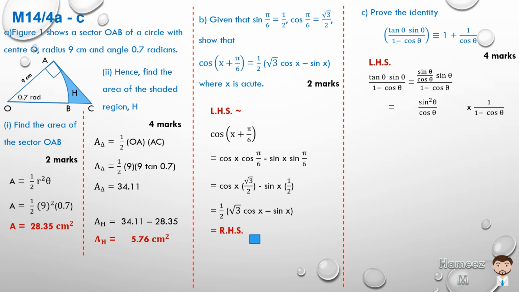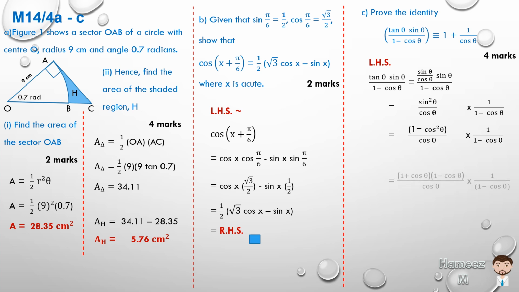And we know sin squared theta plus cos squared theta is equal to 1. So sin squared theta is equal to 1 minus cos squared theta. So we can substitute for that. So it's going to give us (1 minus cos squared theta) over cos theta times 1 by (1 minus cos theta). A squared minus b squared is equal to (a plus b)(a minus b).